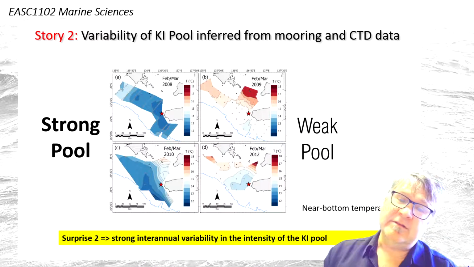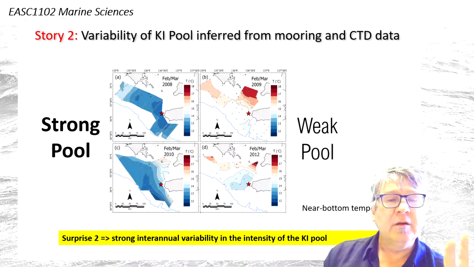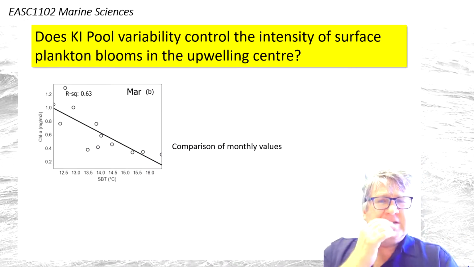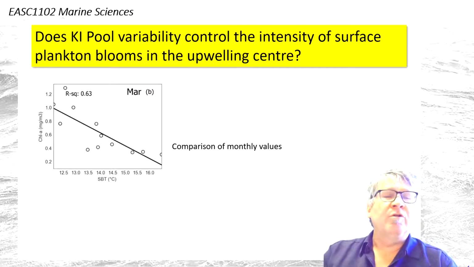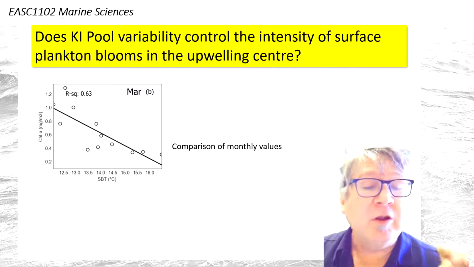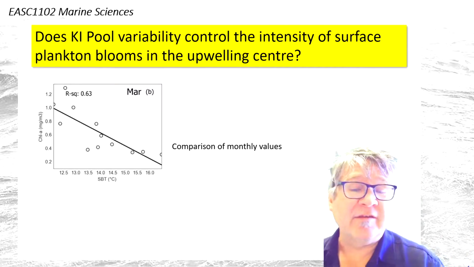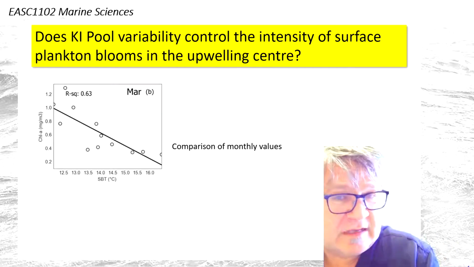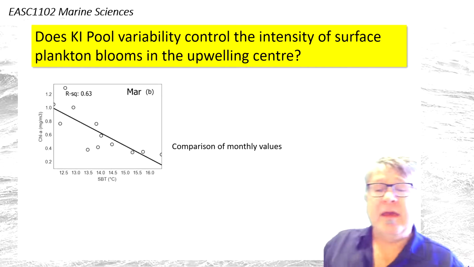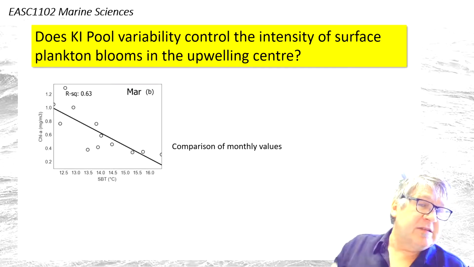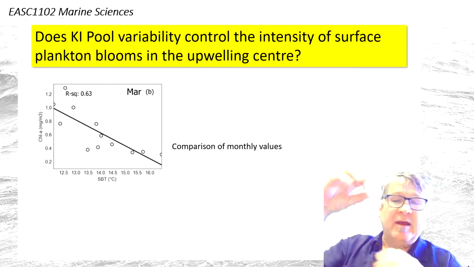Okay, so that's not the end of the story. Let's have a look at the next slide. I think there's a little bit more. So does Kangaroo Island pool variability control the intensity of surface plankton blooms in the upwelling center? You plot monthly values against each other. You have a monthly value of the SBT, the sea bottom temperature, so it's the near bottom temperature. This is one value, and you plot it against the chlorophyll A concentration determined from satellites in the upwelling center. You compare these two.